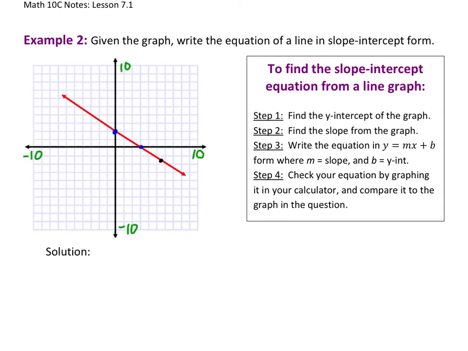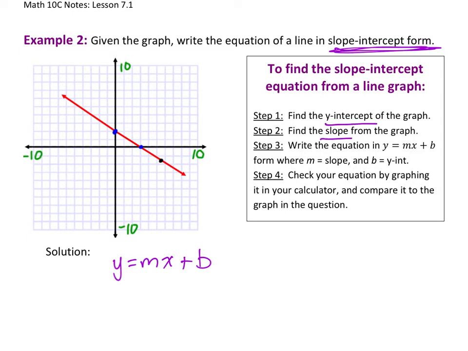All right, so for example 2, we're given a graph of a line and they want us to write an equation for this line in slope-intercept form. So in order to do that, we need to look for a few things. Well, in slope-intercept form, we need to know what the slope of the line is and we need to know what the y-intercept is. Once we have those two pieces of information, we can sub them into that equation. So using your graph, find the y-intercept. And using your graph, find the slope.